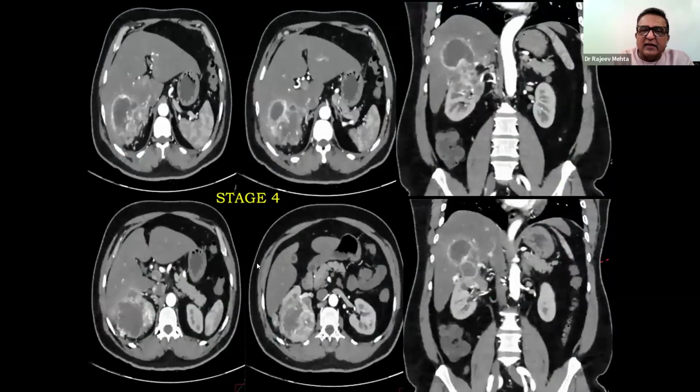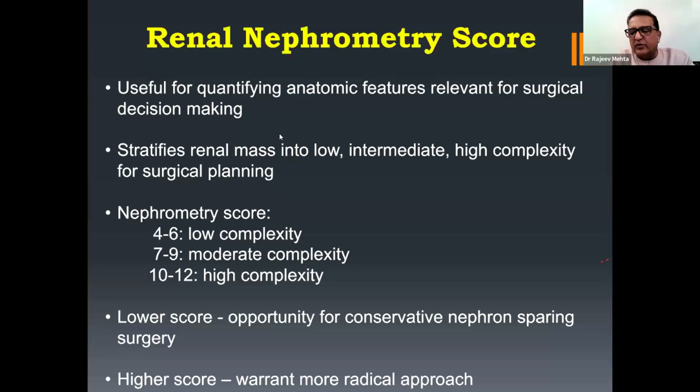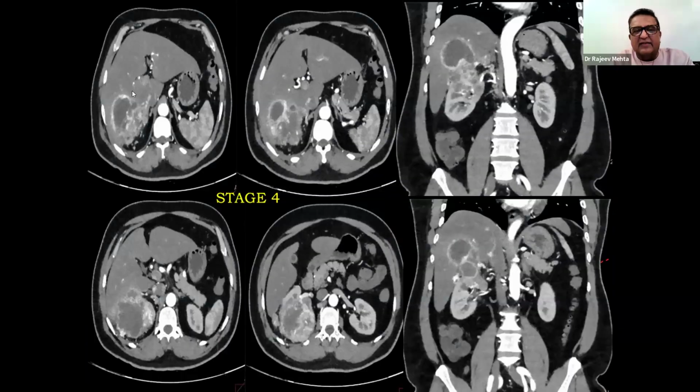While this is the classical stage 4 disease, where you can see the large upper pole heterogeneous enhancing mass lesion, which has invaded directly into the adjacent liver parenchyma over here.